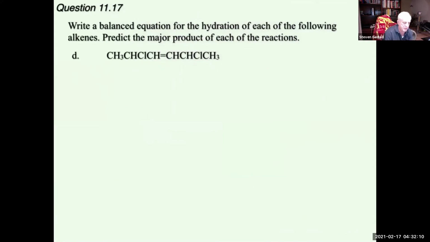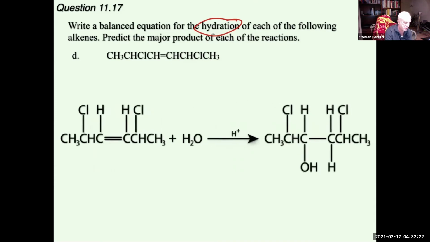Same thing. Hydration reaction, right? Yeah, hydration reaction, balanced equation. So we're going to add H and OH. We draw this out as a structural formula. Here's the structural formula: CH3, CHCl, CH double bond CH, CHCl, CH3. If we open this up, we're going to add H here and OH here, or OH here and H here. This carbon has 1 hydrogen attached, and this carbon has 1 hydrogen attached. So you could think it'd be 50-50.